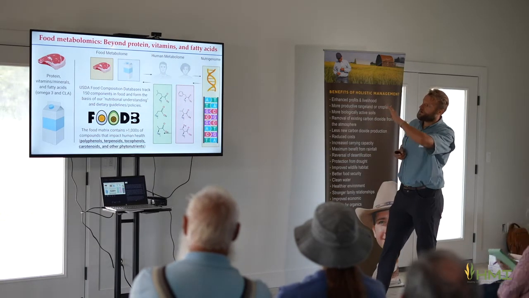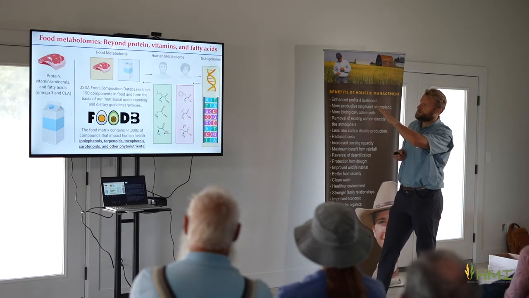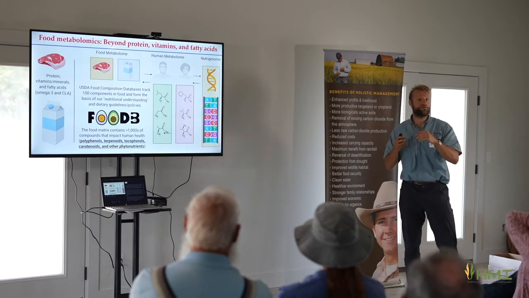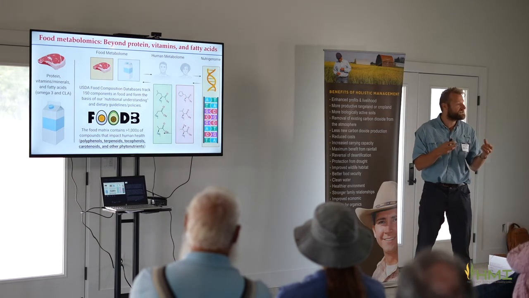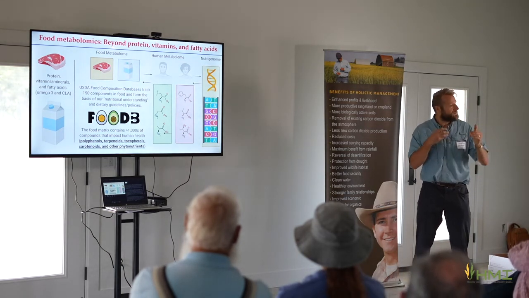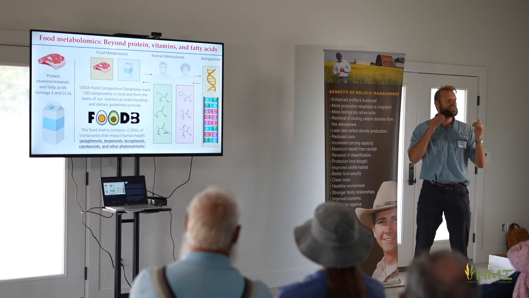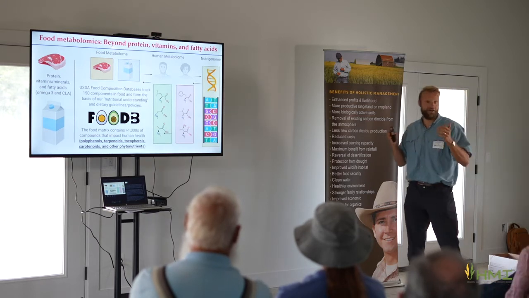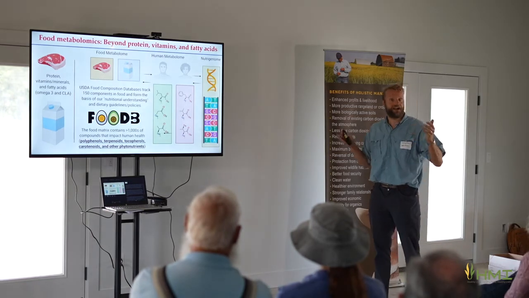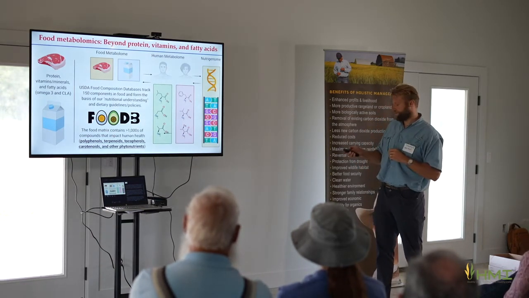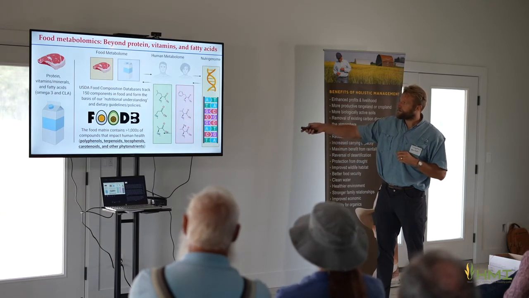Now, in our work, we really go beyond just protein, vitamins, and fatty acids. We look at the food metabolome, the metabolites in the food, overlay it with the human metabolome, and then look at the nutrigenome, which is basically disease-related gene expression. So, if we have more of these phytochemicals, then we turn off or turn on certain genes that are maybe associated with metabolic diseases such as cancer or heart disease or other diseases. And that is really what we do.